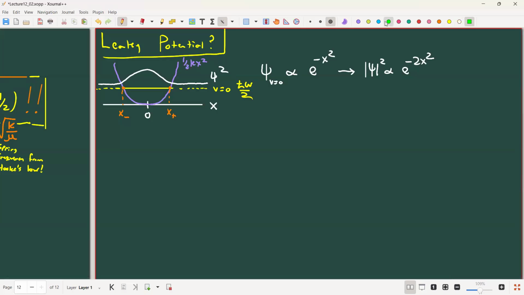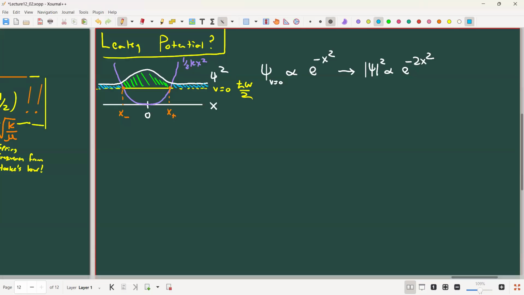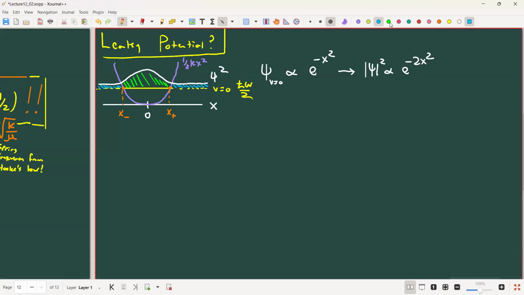So we can kind of truncate this equation, this wave function, into 2 parts. There's this region inside the turning points, the classical region. And then there's this region on the outside, where the wave function begins to decay but is beyond the turning points. So we can call this green shaded region the classically allowed lengths.